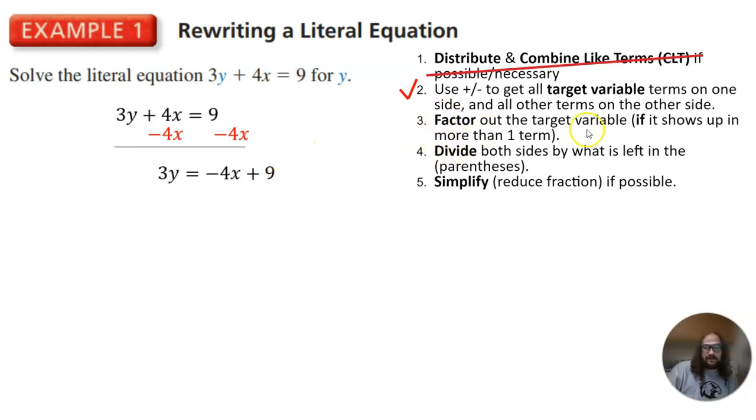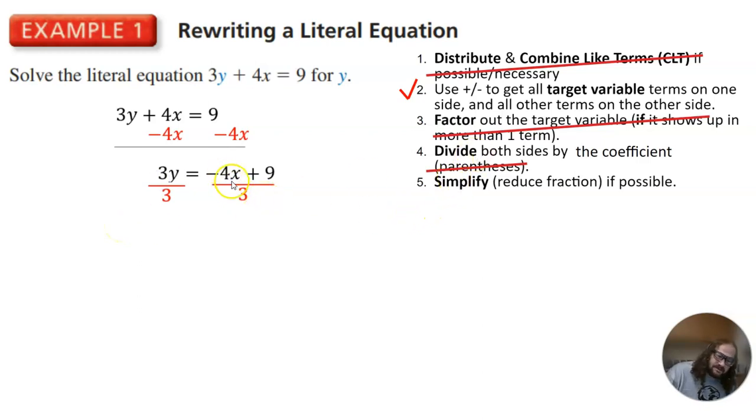Now, for step 3, we don't need to factor out the target variable because it only shows up in one term. So step 3, we don't have to do anything. Then step 4 would be divide both sides by what's left in the parentheses, unless you didn't have to do step 3, and then you divide both sides by the coefficient. So the coefficient of y is 3, so we need to divide both sides by 3.